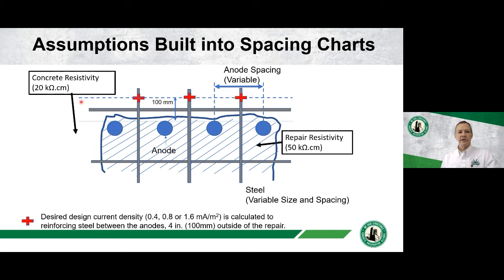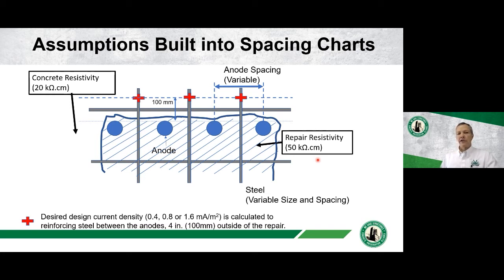The tables also assume that the concrete resistivity of the parent concrete is 20,000 ohm centimeter, which is pretty typical of moderately chloride contaminated concrete. And the assumption in the tables is that the resistivity of the repair material is 50,000 ohm centimeter, which is the highest allowable resistivity based on our recommendations, or at least that's what the tables are based on.